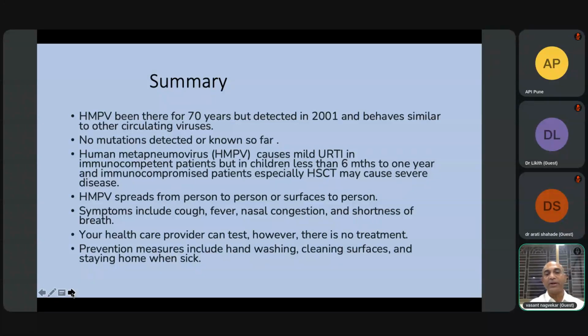Your healthcare provider can test. However, the cost is 10 to 15,000 for HMPV as of now, unless we have the RSV flu gene expert, which may be available in future. But there is no specific treatment. Maybe ribavirin in severe cases, plus or minus immunoglobulin, the IVIG may be of some use. Prevention measures include hand washing, cleaning surfaces, and staying home when sick. Thank you for your kind attention. I think I will stop my screen here.